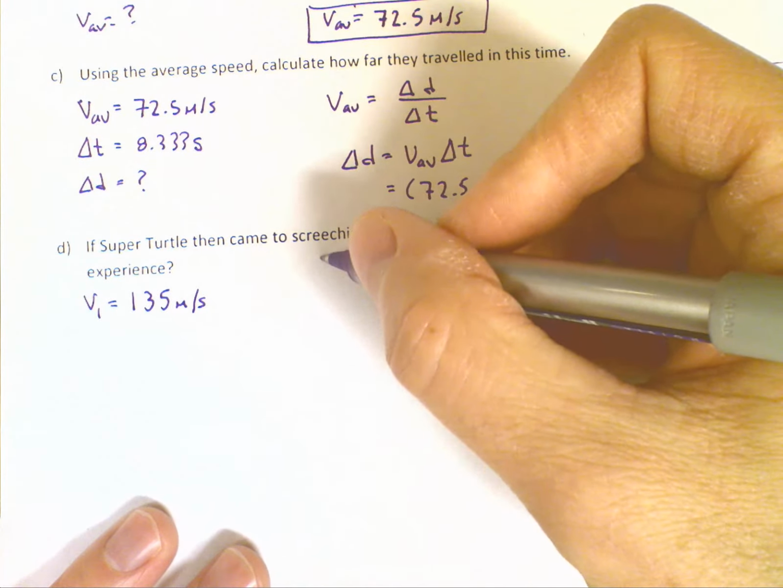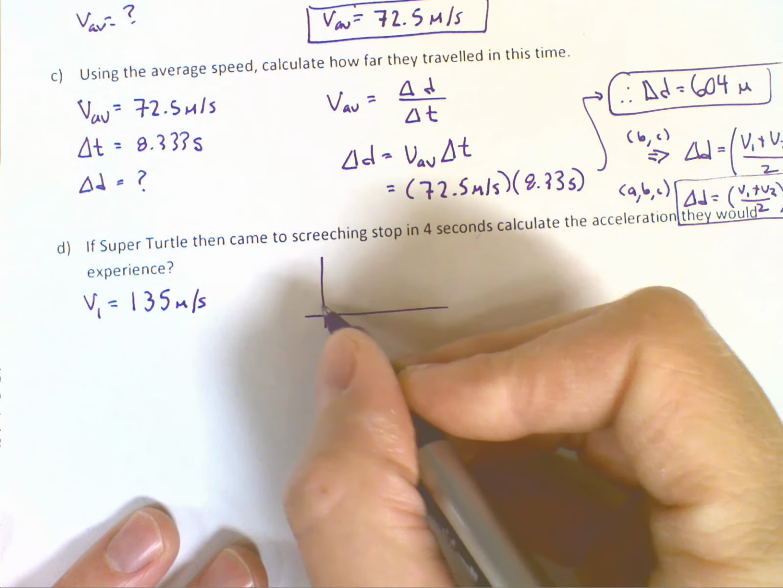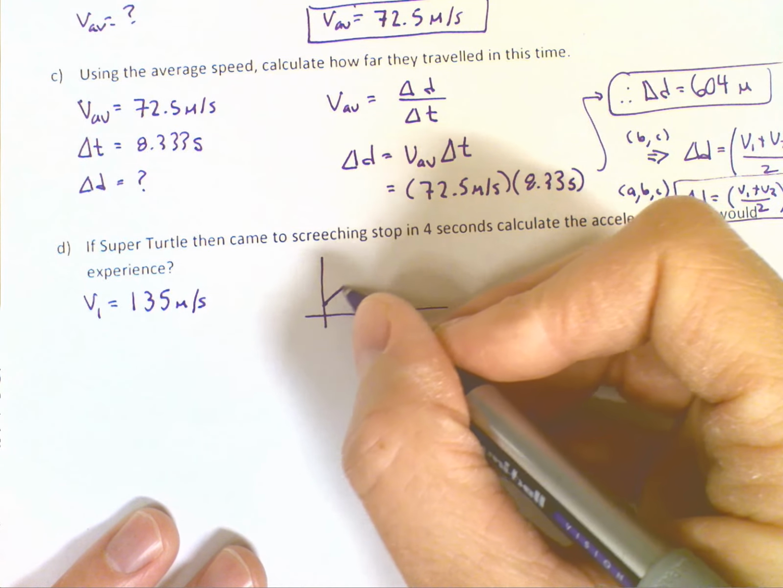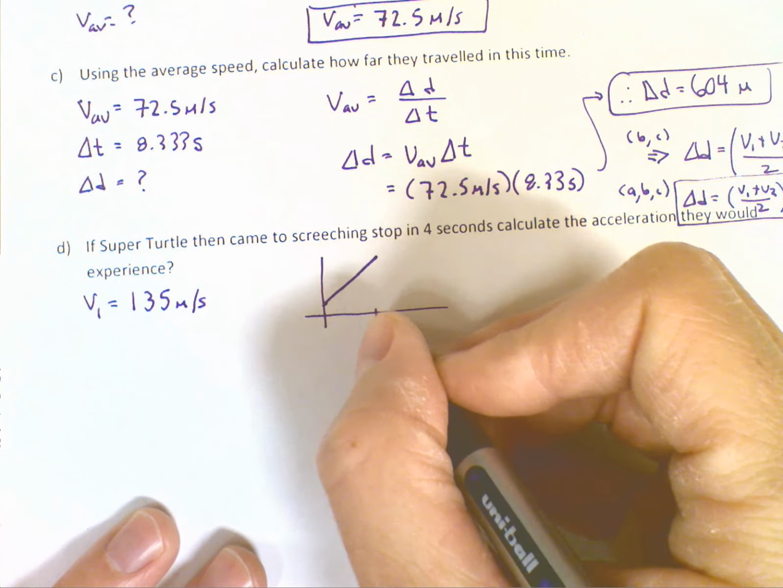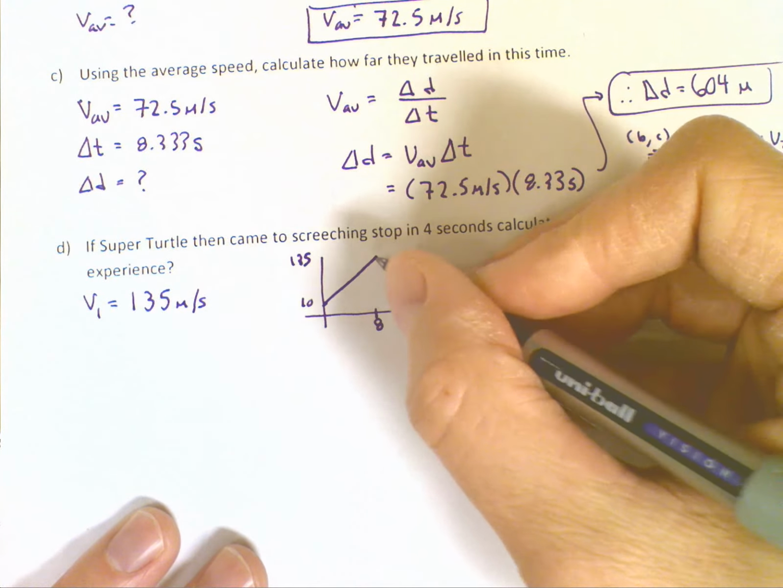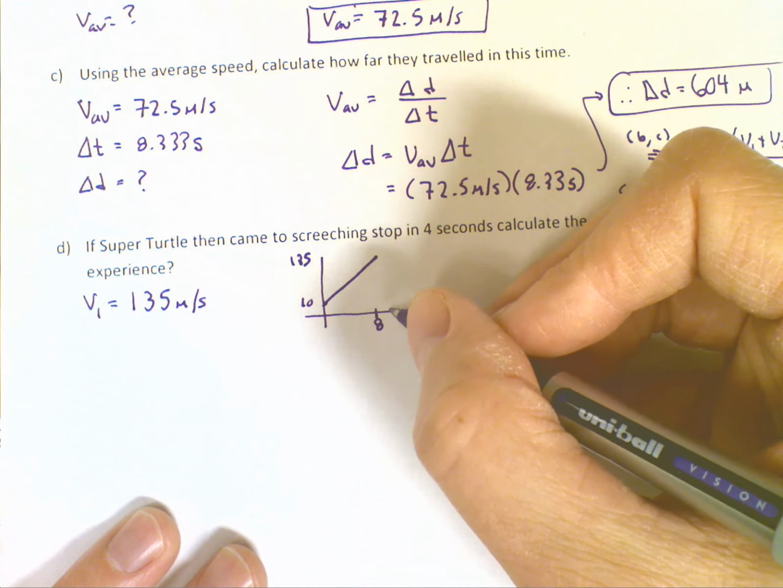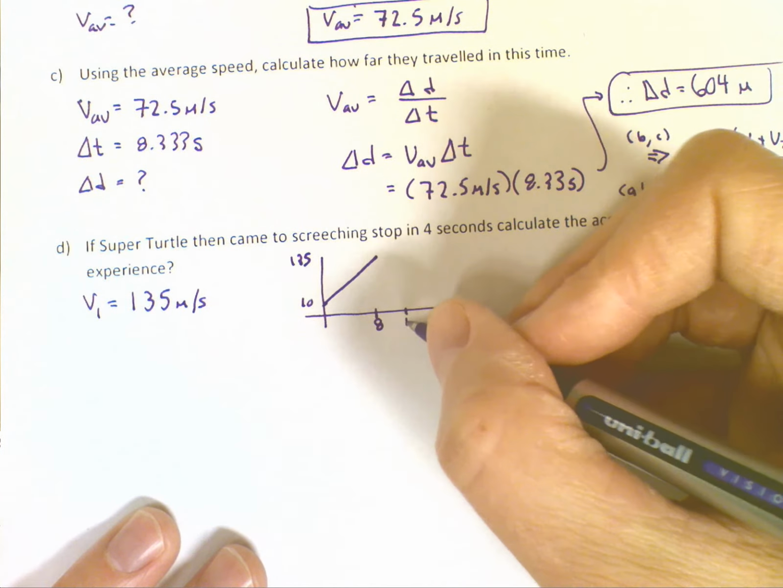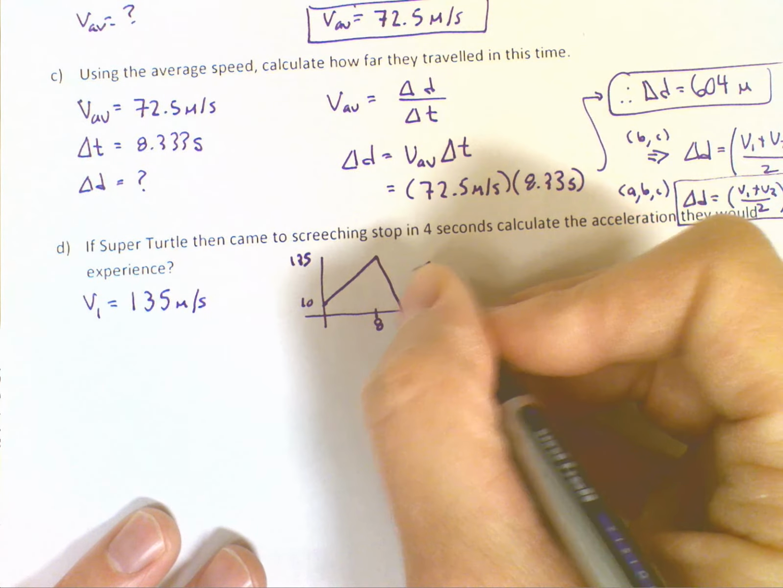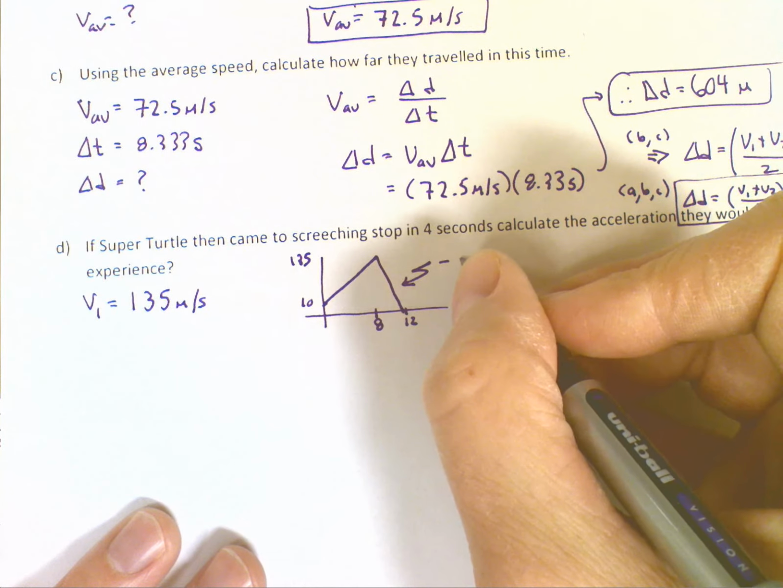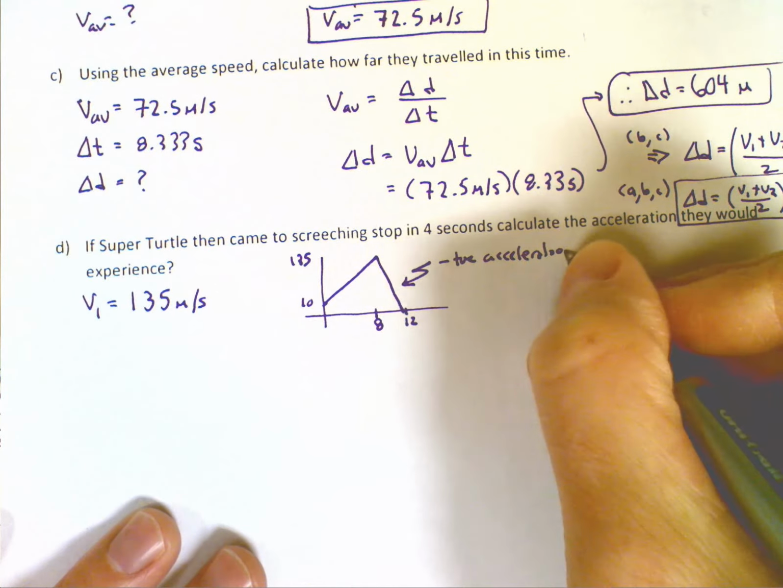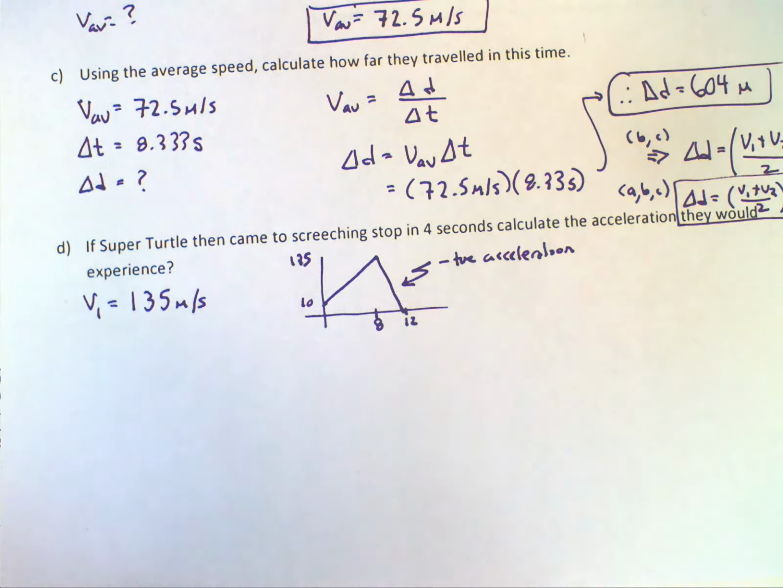So if you want to look at this graphically, they started at 10 and they accelerated for 8 seconds at a pretty big rate of 15 meters per second. So at about 8 seconds, they were going at 135 from 10. And then what they're going to do is, in 4 seconds, so at the 12-second mark, they're going to come to an abrupt stop. So this is going to be a negative acceleration.